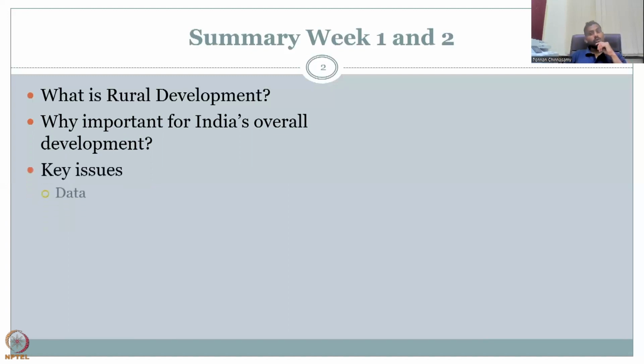The key issue for rural development, or to improve rural development, is data. Data on the schemes, data on the need for the schemes, and data on the beneficiaries, the cost, the budget, everything. It's big budgets that come into this development scenario. So it is important to understand these issues.